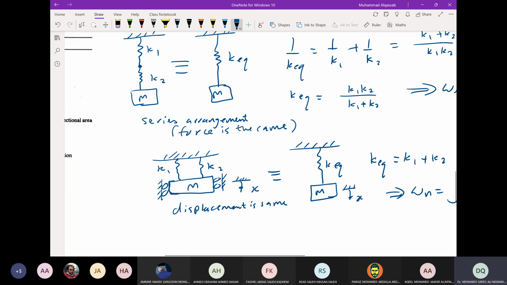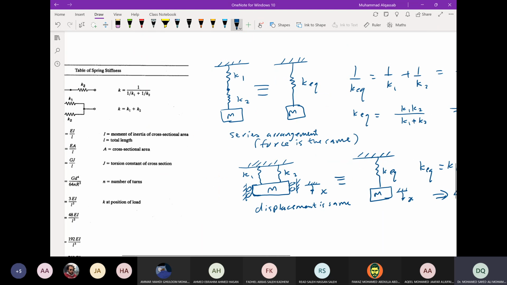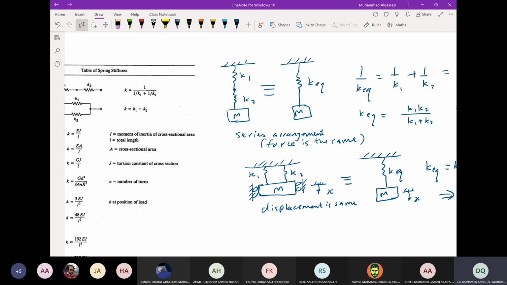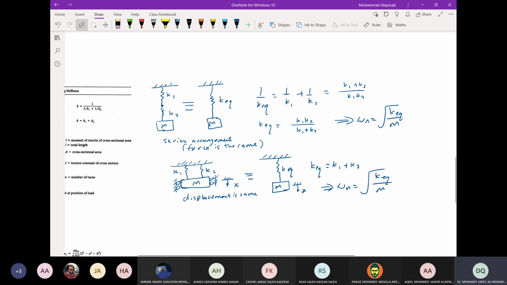If you have two springs in series, or three springs in series or more, you can do the same thing. For the series, 1 over K equivalent is equal to the sum of the reciprocals of all the stiffnesses. If the springs are in parallel, K equivalent is equal to the sum of all the stiffnesses.